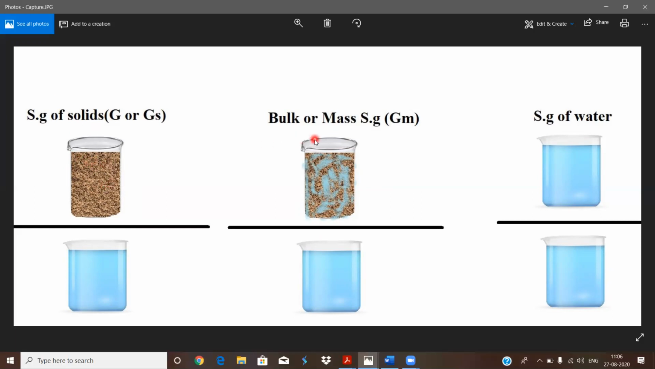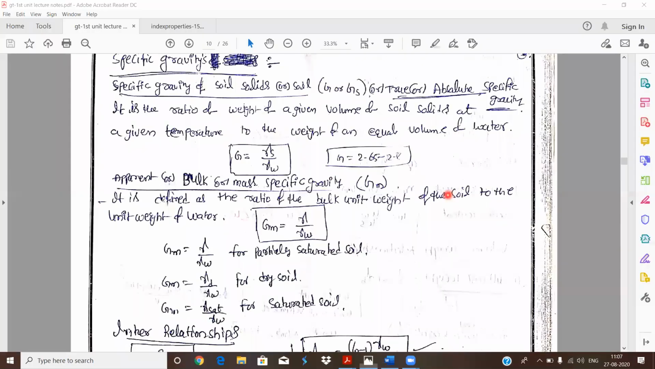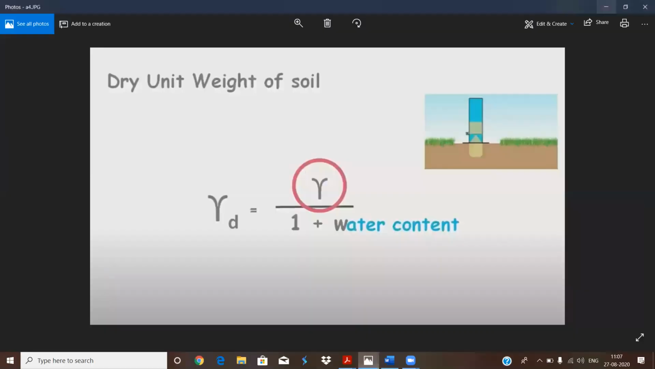In bulk mass specific gravity, the bulk unit weight gamma is equal to weight by volume. The weight is the total weight of the soil, that means soil and water, so the weight of soil by its volume, to the unit weight of water. So for example, the specific gravity of water is the unit weight of water to the unit weight of water, so automatically we get the value one. Okay, so for this example, okay.